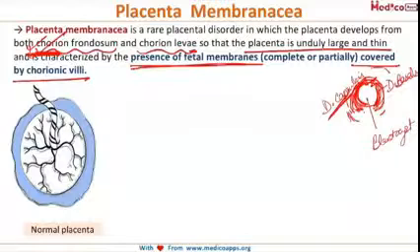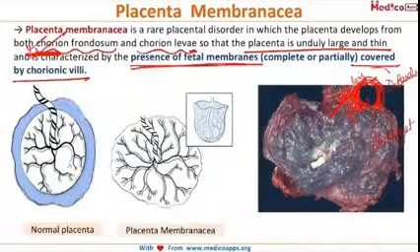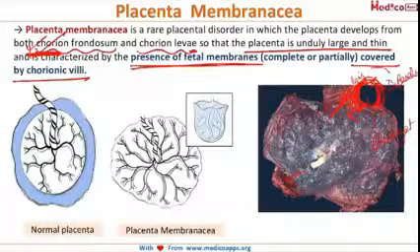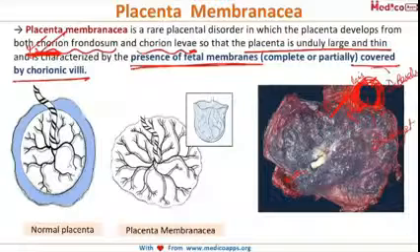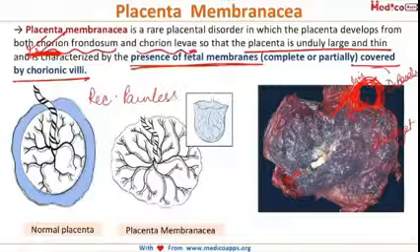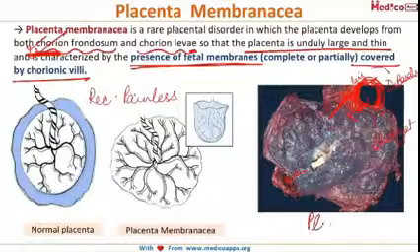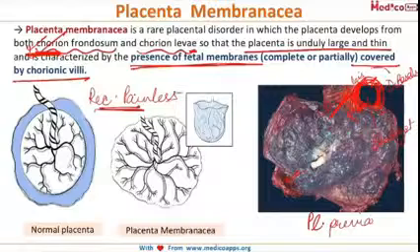The fetal membranes, that is the chorion, will be covered by the chorionic villi, as we can see in this diagram. This is the large placenta. Now, in this placenta membranacea, the characteristic clinical manifestation is recurrent painless vaginal bleeding during pregnancy. Recurrent painless vaginal bleeding. And since this placenta is very large, there might be encroachment of some parts of this placenta into the lower segment, resulting in placenta previa. And as we have said that there is recurrent painless vaginal bleeding, this is called APH.